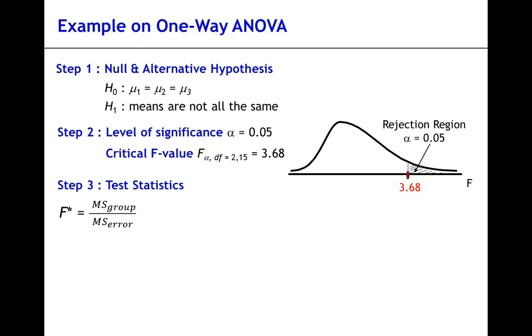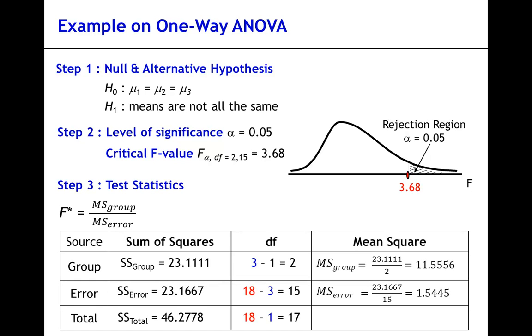In our earlier example, we used this formula to find F star. From our summary table for ANOVA, the group mean square is 11.5556, and the mean square for the error is 1.5445. Hence, F star is calculated to be 7.4818.